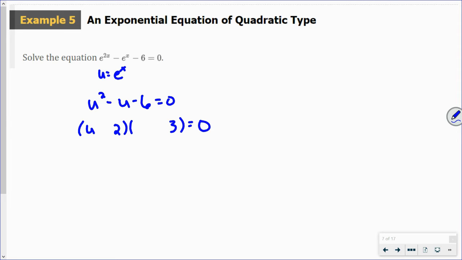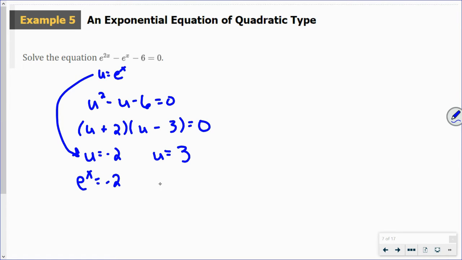Signs are different. The bigger one's negative, so plus u minus. And then you have u equals negative 2 and u equals 3. Go ahead and plug this back in for u. So you get e to the x equals negative 2 and e to the x equals 3.